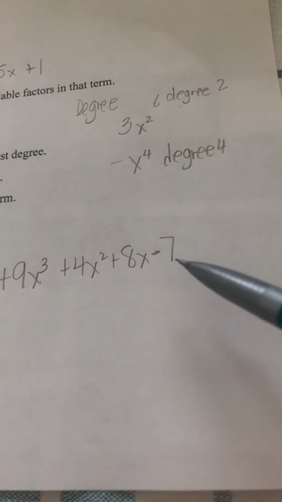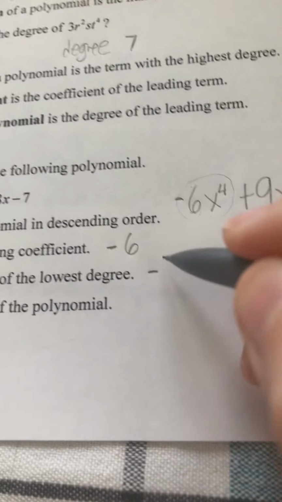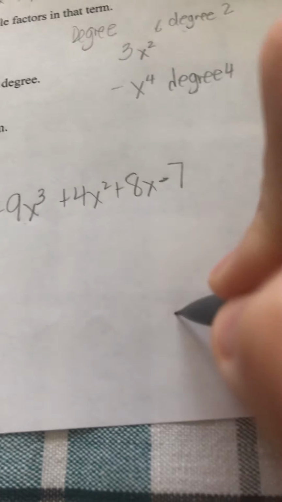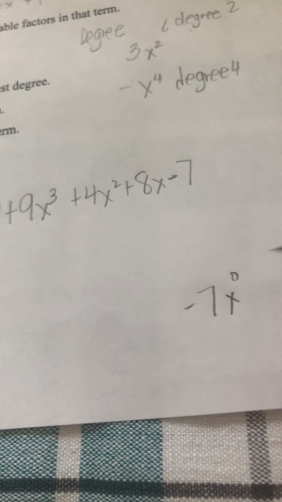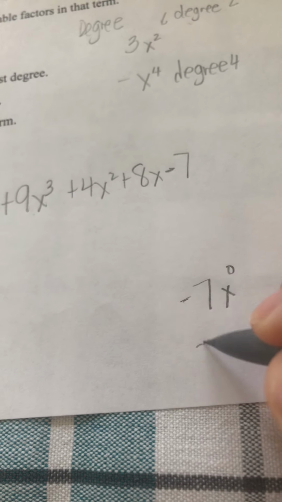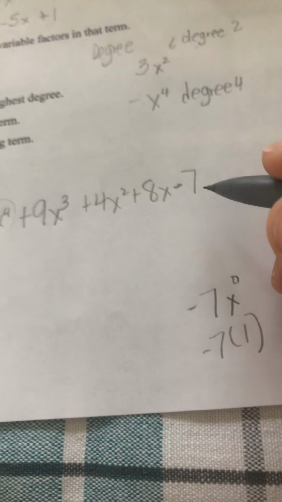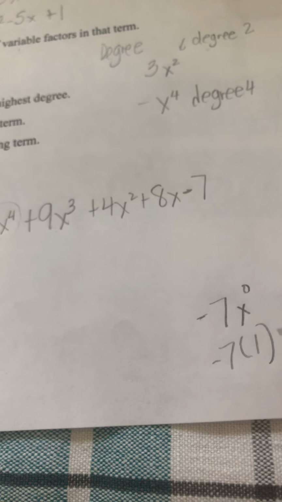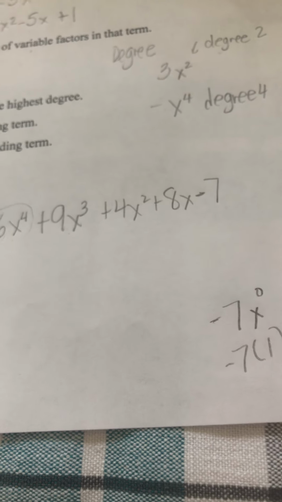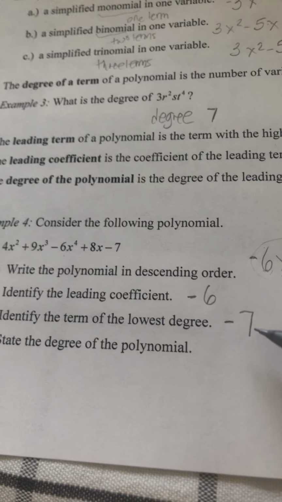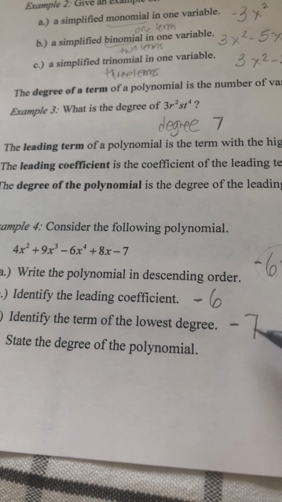Identify the term of the lowest degree. It's actually this one, negative 7. If you just have a constant, it's degree 0, and I'll show you why. So you can have an x to the 0 by here and not change the value of it, because remember, anything to the 0 power is 1. So if it's just a number, it's considered degree 0, because you could put x to the power 0 there and not affect the value of it, because that's just 1. So the term of the lowest degree is negative 7. It's the constant. A constant has degree 0.